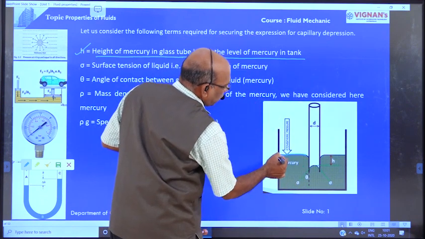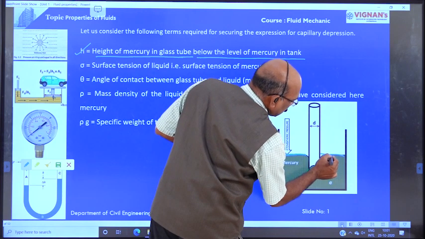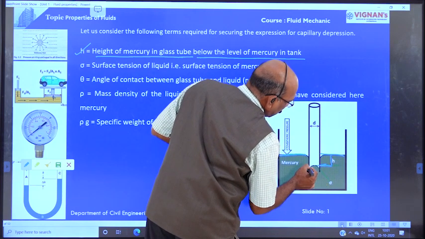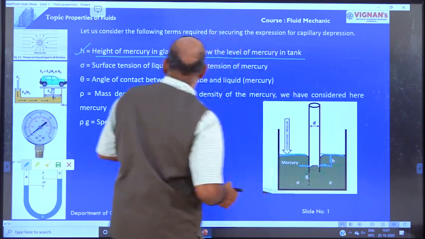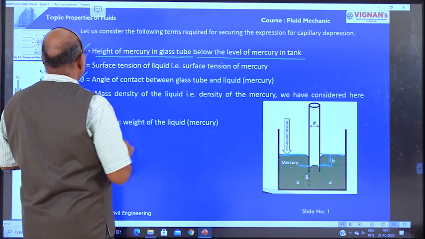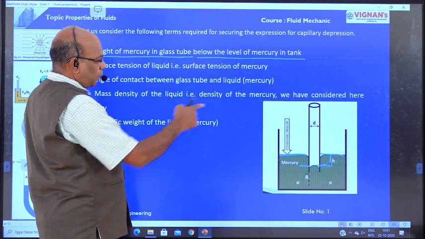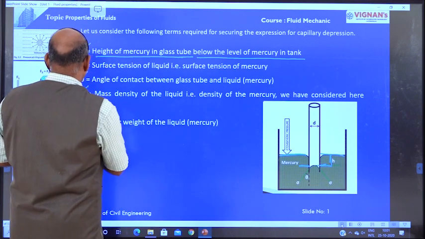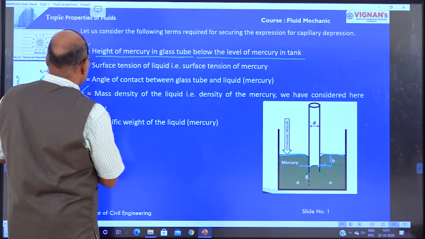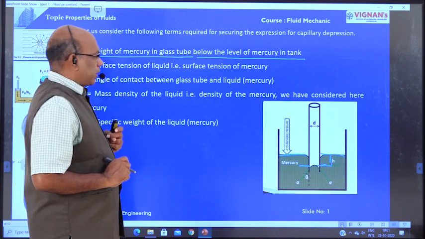This is the mercury level in the tank. This is the H, that is below the level of the tank. Theta is the contact angle between the glass tube and mercury. Rho is the mass density of the mercury. Therefore W, the unit weight, is equal to rho g, that is the specific weight of the mercury.